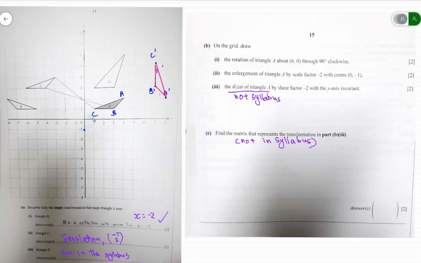Okay, now scale factor of 2. If a scale factor of 2, not -2, means the object will be here and the image will be twice this size. Okay, but because of -2, then the image will be on this side. Okay, now let's do this. From this point, I join here, and then I continue.